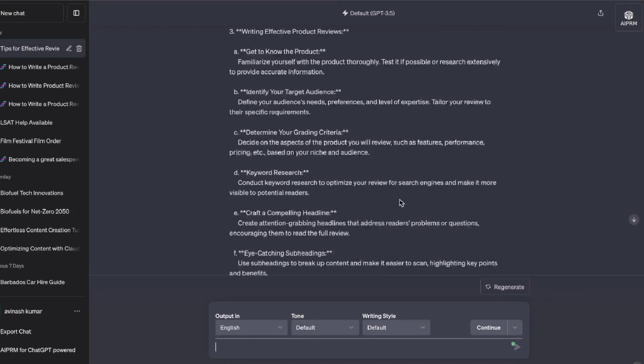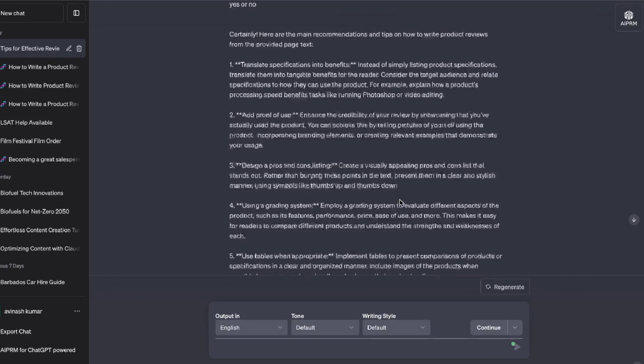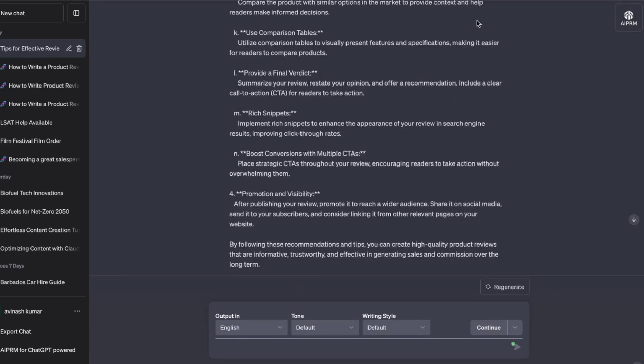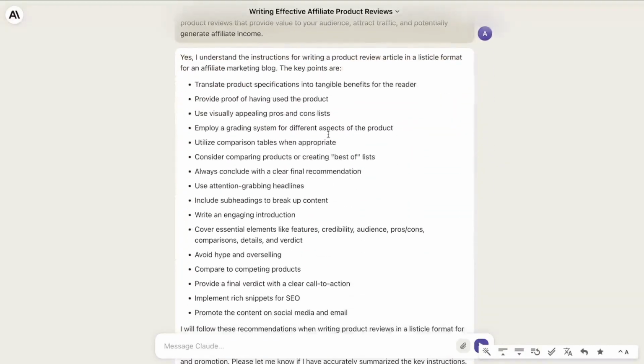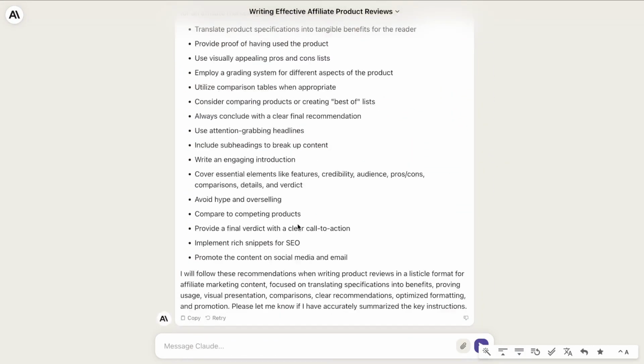And I've gone ahead and made sure that the AI knows exactly that we need to follow these instructions when writing. So again, I've done the same thing with Claude, and Claude does understand the instructions. It just went ahead and gave us a summary of those instructions. So now let's go ahead and write the full article.